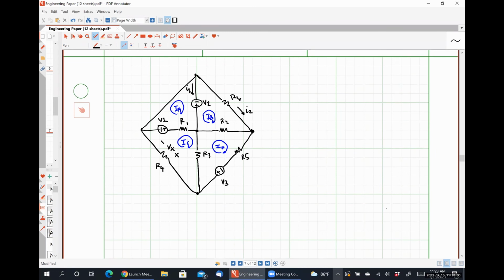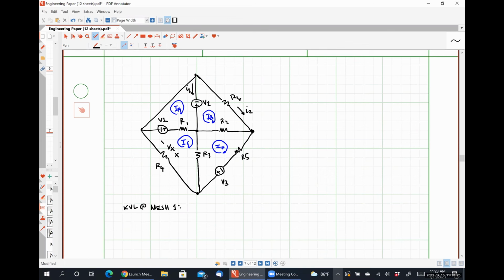Yes, sir. All right, so there are no current sources in our system whatsoever, so we're not going to have to worry about applying supermesh and developing current relationships at all. We can literally just directly apply KVL for each mesh. So let's start at mesh 1.